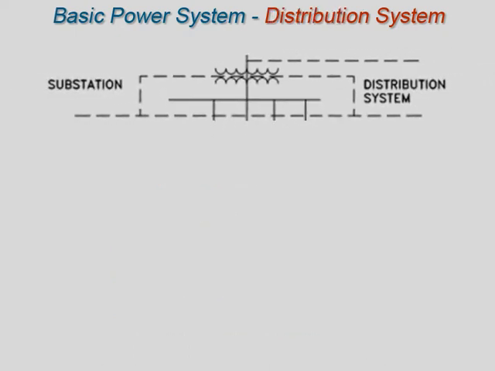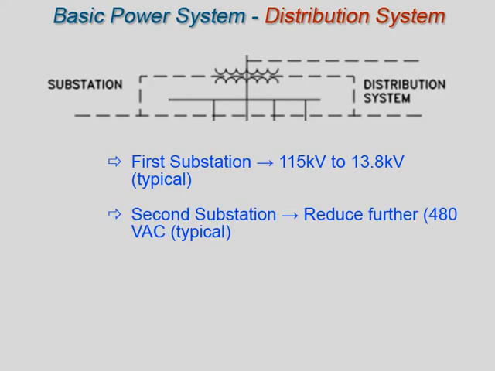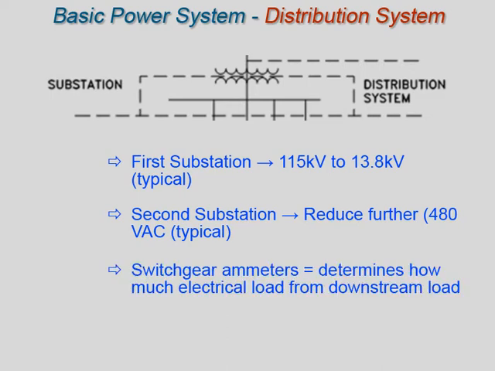The distribution system consists of two or more substations. The first substation reduces the voltage of the transmission lines from 115 kilovolts to intermediate voltages, typically 13.8 kilovolts. The next substation will further reduce the voltage to a typical voltage of 480 volts AC. The 13.8 kilovolt switchgear panels normally have ammeters to indicate the amount of current being supplied from the feeder lines. The meters are used to determine how much electrical load is being drawn by the downstream loads.